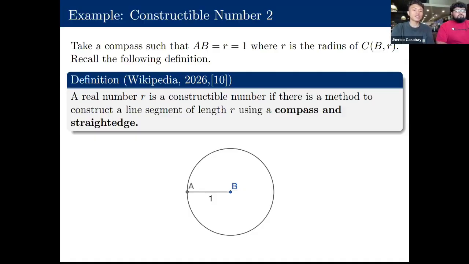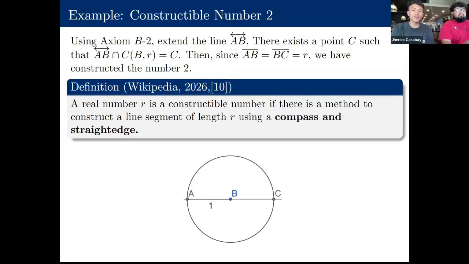Then if we use our straight edge again to extend the line BA and get a point C that intersects the circle and the line, we get that the distance AB is also equal to the distance BC, since they are the same radius within the circle. And so we now get 1 plus 1 is equal to 2. So now we have a constructible number 2, since we used a compass and a straight edge to construct it.